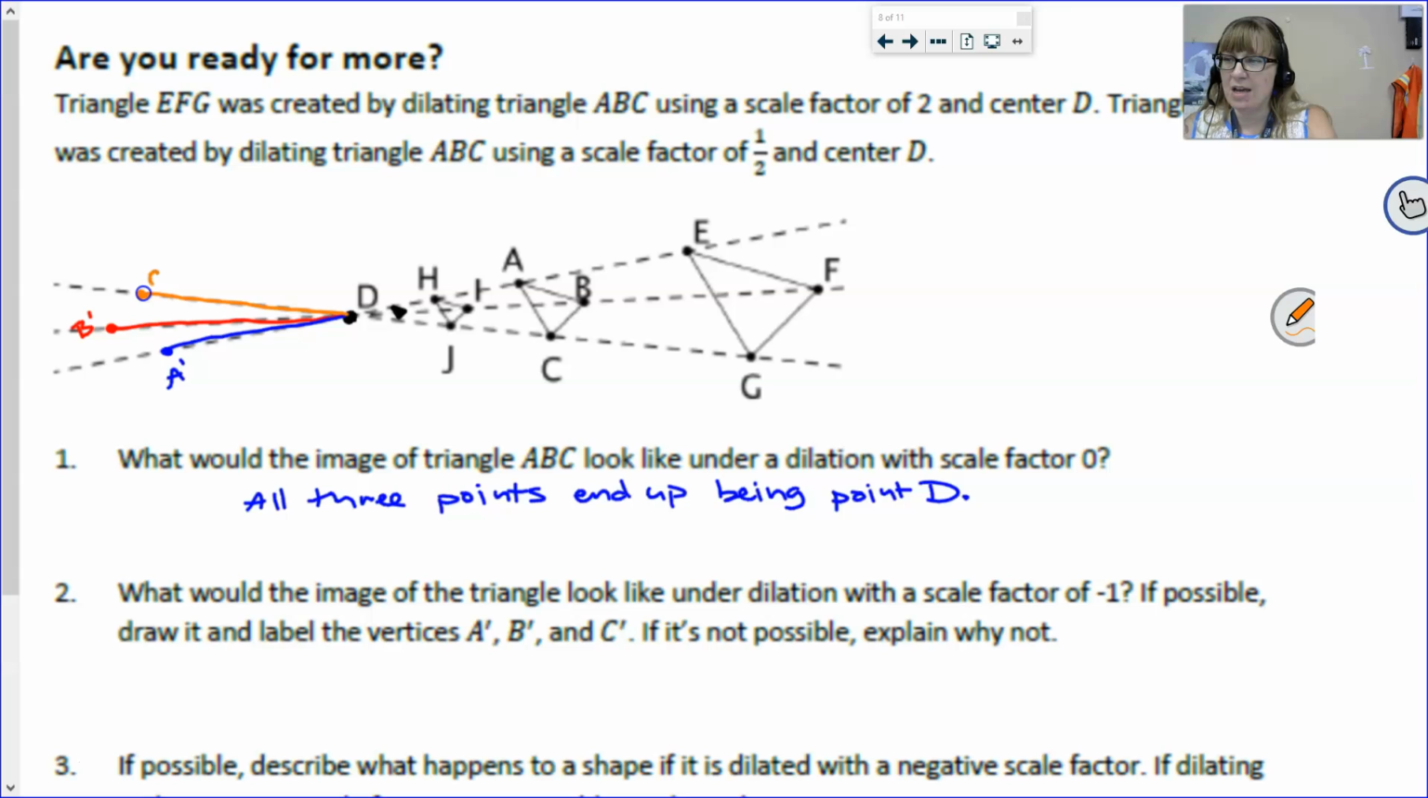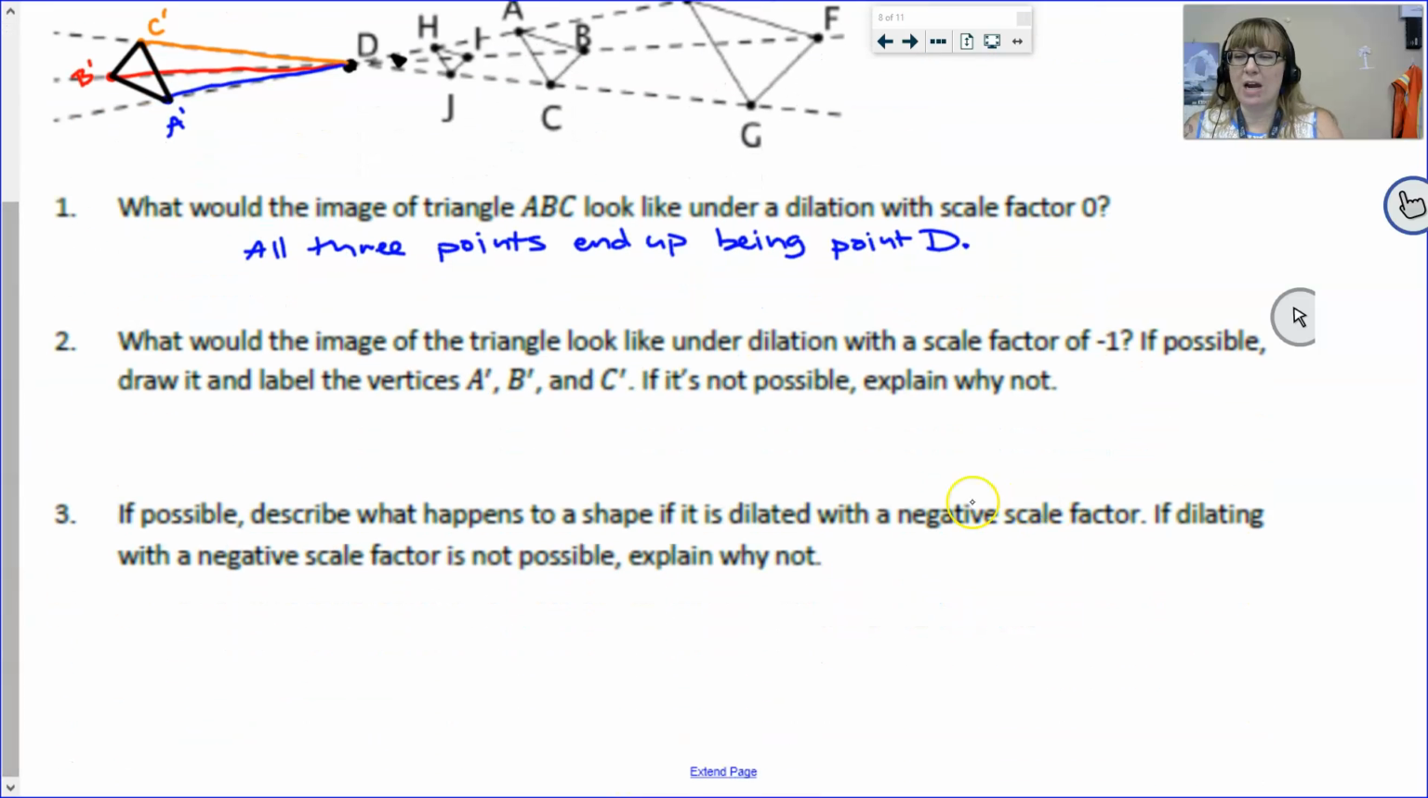Interesting to note, A was on the top, but now A prime is on the bottom when I multiply it by a scale factor of -1. C was on the bottom, but now C prime is on the top when I multiply by that scale factor of -1. So when I actually draw this triangle out, hopefully that makes it pretty easy to observe what happened. Describe what happens to a shape if it is dilated with a negative scale factor. And what's happening is it ends up being a reflection.